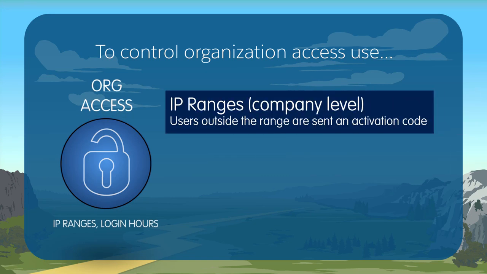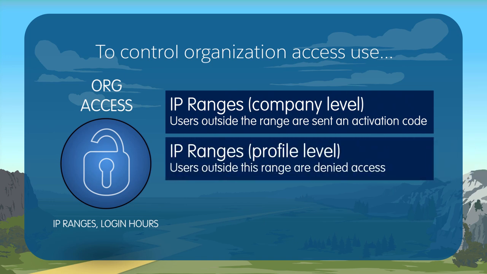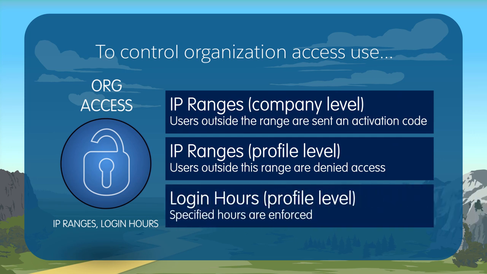People logging in from outside this range are sent an activation code. They can log in once they've entered this code. You can also set up IP ranges at the profile level. If you do, those logging in from outside the range are not sent an activation code. They're denied access. You can also specify the hours that users can access the org. Users who try to log in outside these hours will be denied access. Keep in mind, if they are in the middle of a session, that session will end. If you don't specify any hours, that grants users round-the-clock access to the org.